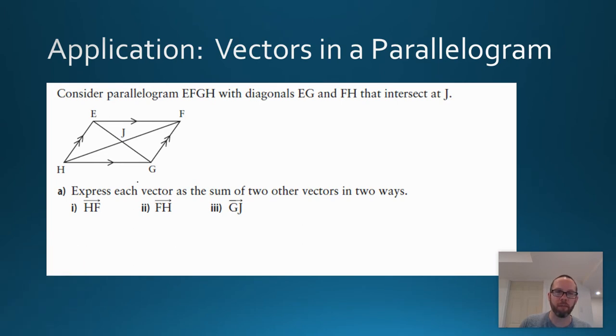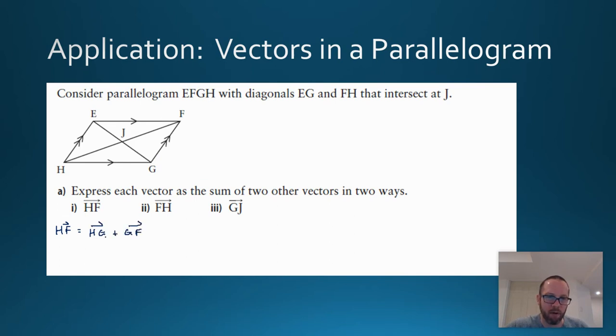So here we have a parallelogram. The 4 vertices, E, F, G, H, and where those diagonals meet, we'll call point J. I would like you guys to try expressing each of these vectors as the sum of two other vectors. And you can do it in multiple ways, maybe 2 ways each. For example, the vector that goes from H to F, I could write 2 ways. I could write HF as a vector from H to G and then G to F. So I could write it like that, HG plus GF.